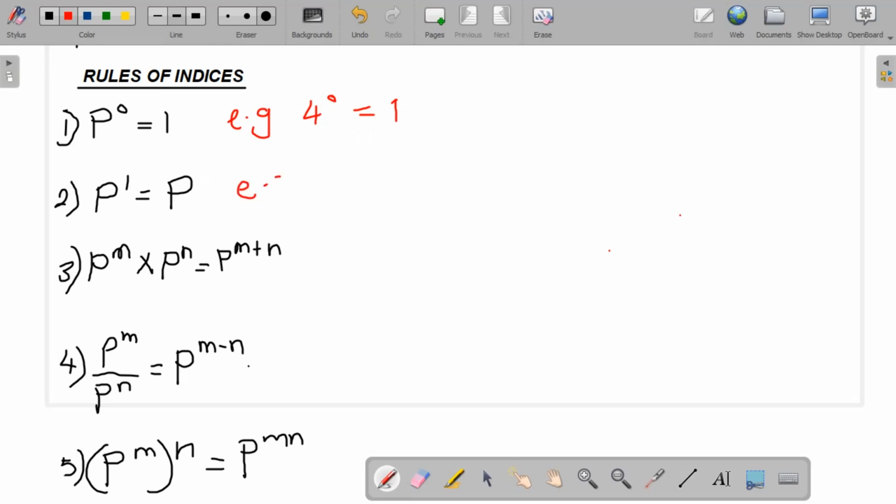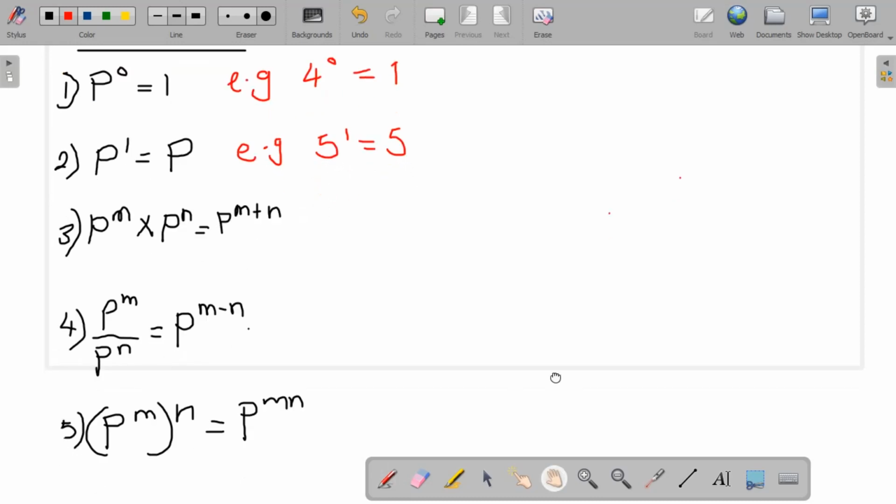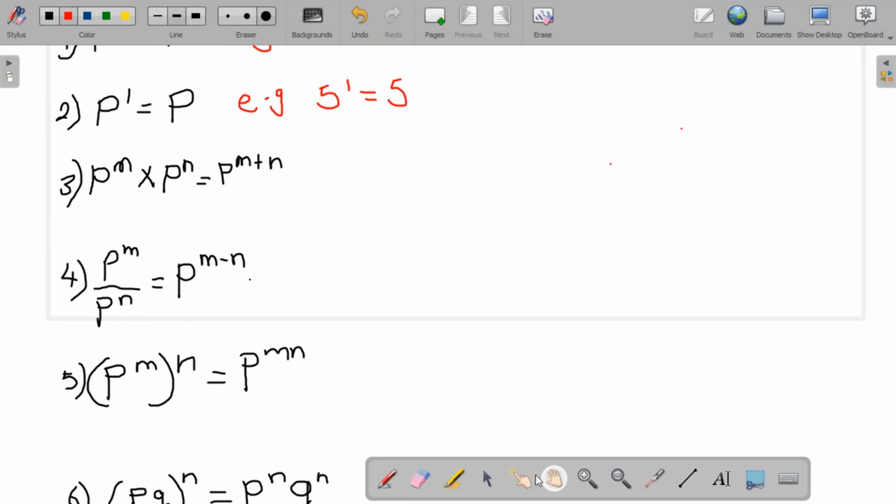We'll go to rule number 2. They say any number raised to the power 1 is the same number. For example, 5 raised to the power 1 is the same as 5. So rule number 2: any number which is raised to the power 1 is the same number.